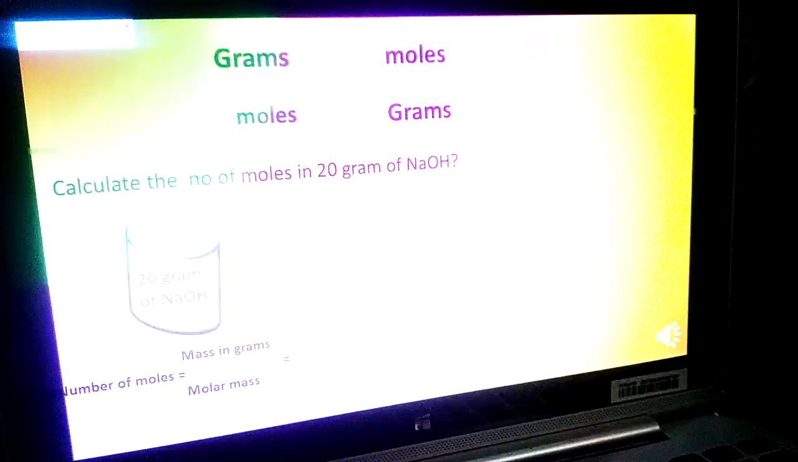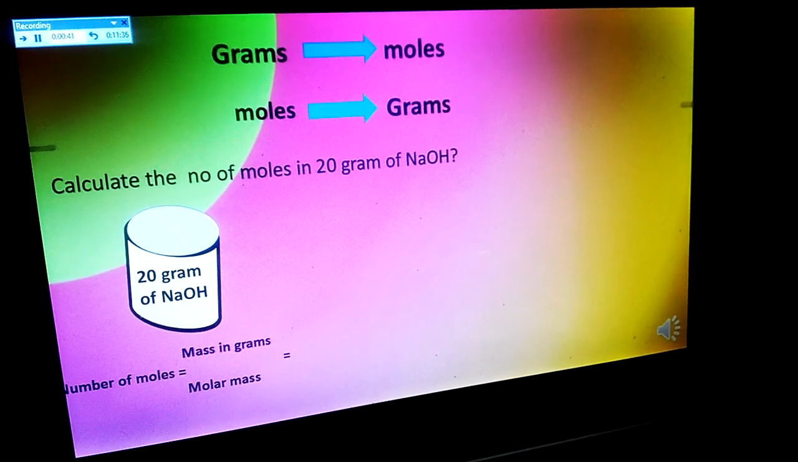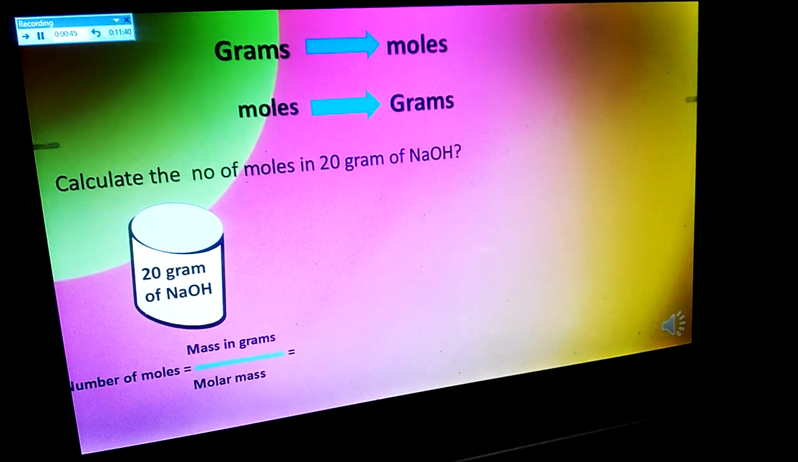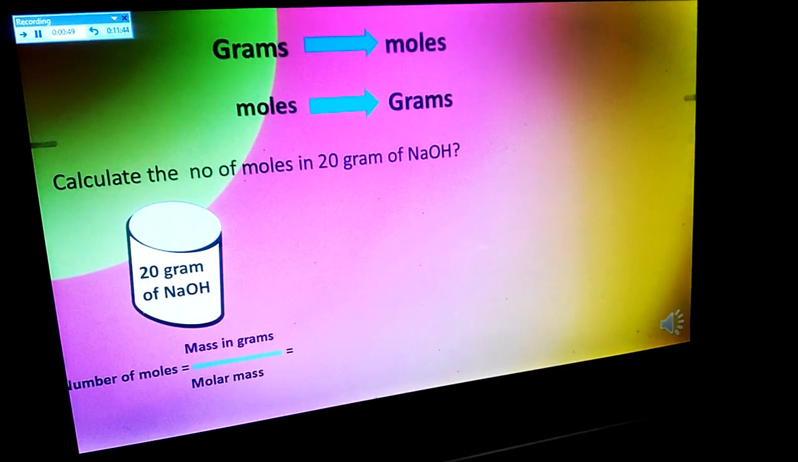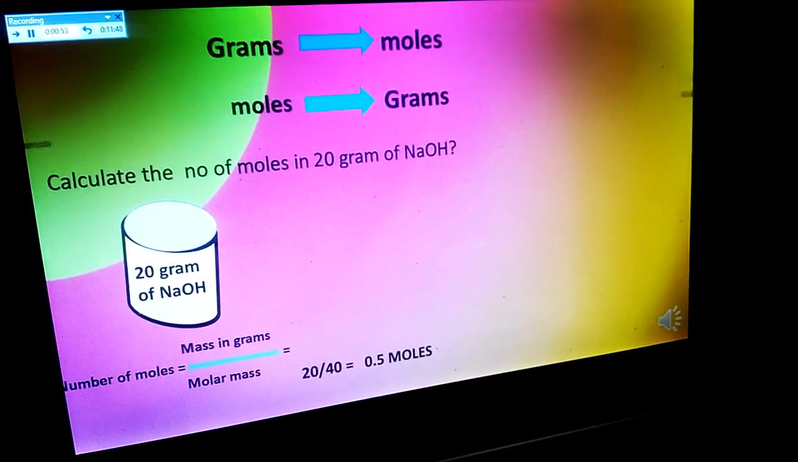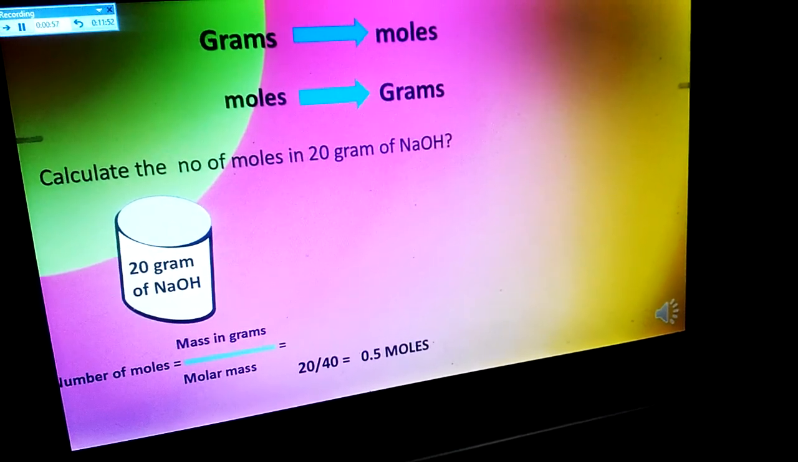The formula used for this will be number of moles is equal to mass in gram divided by molar mass. So put the values in this formula. We get number of moles is equal to 20 divided by 40. So it will be equal to 0.5 moles.